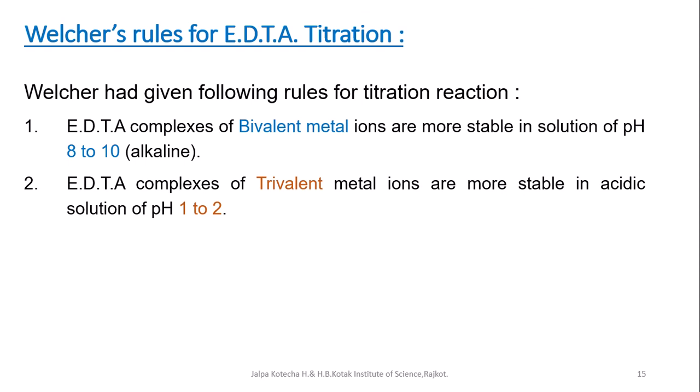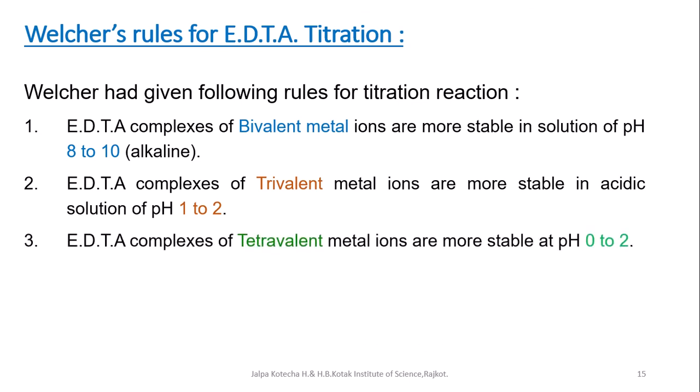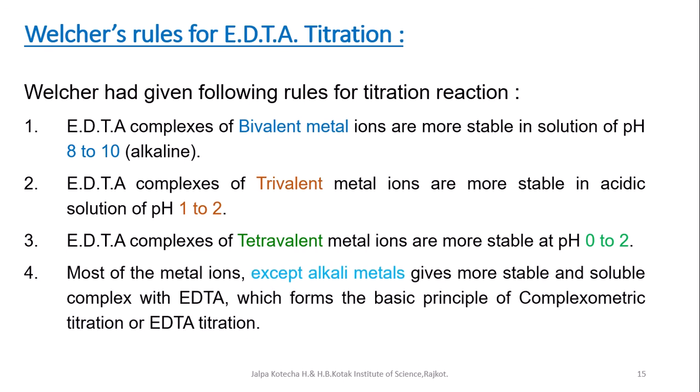Similarly, trivalent metal ions form a stable complex in an acidic pH range of 1 to 2 with EDTA. Tetravalent metal ions are more stable at pH 0 to 2, forming a complex with EDTA. And most of the metal ions except the alkali metals give a more stable and soluble complex, which forms the basic principle of complexometric titration or EDTA titration. So alkali metal ions generally do not form a complex with EDTA.